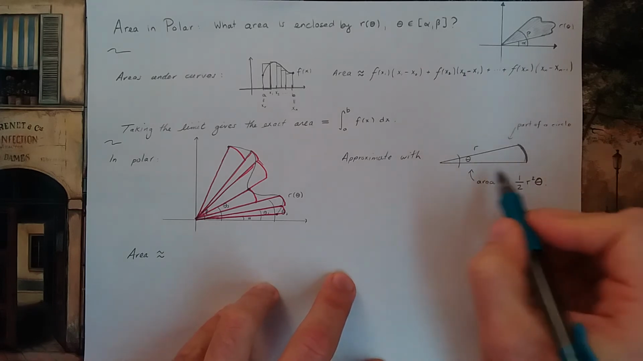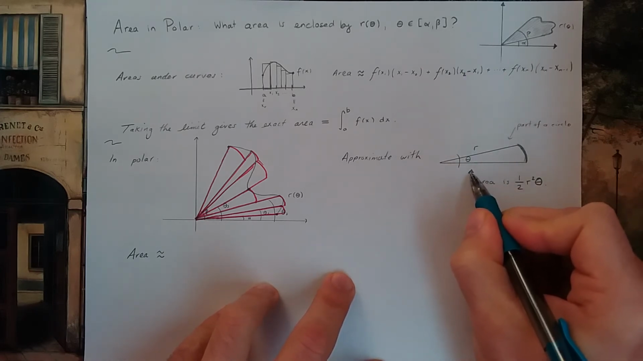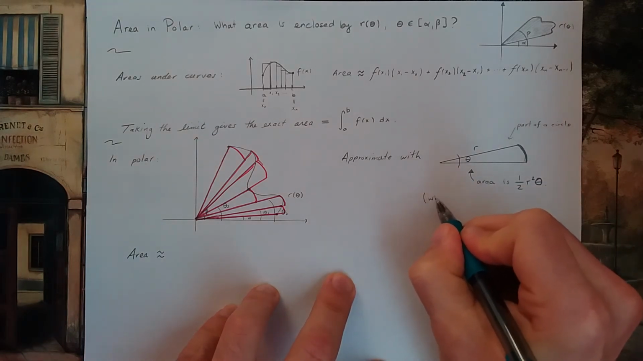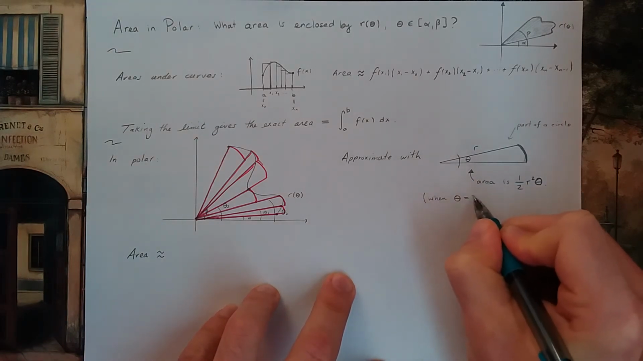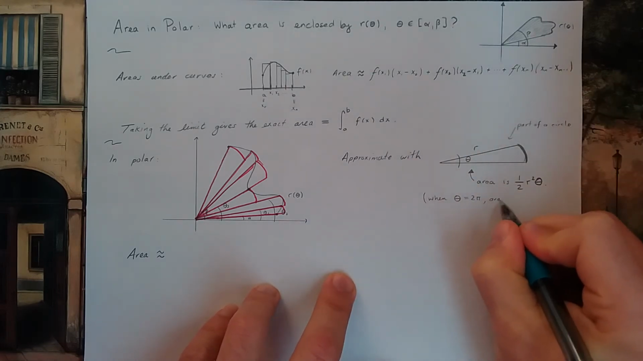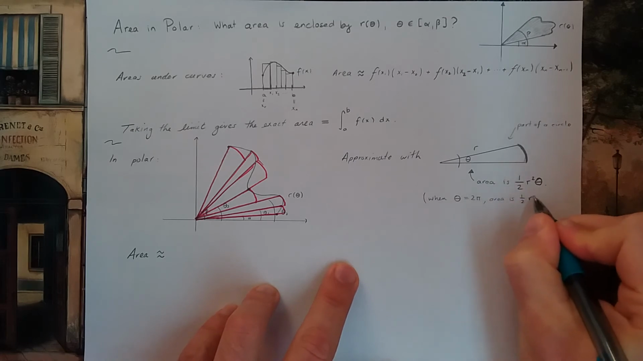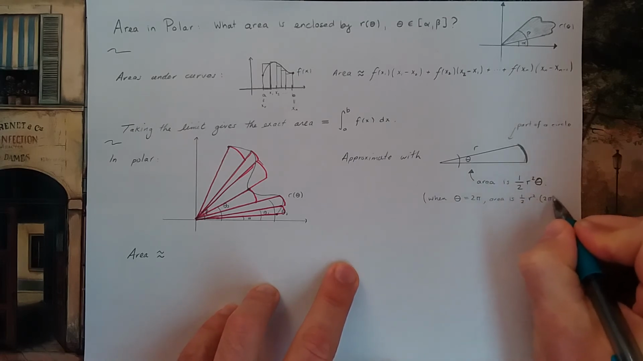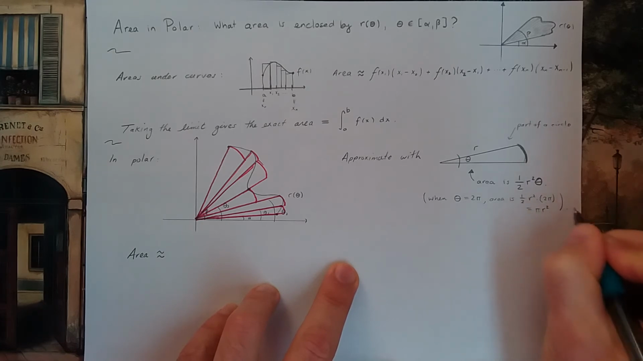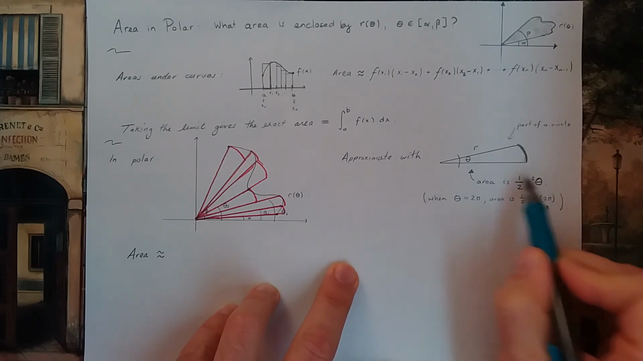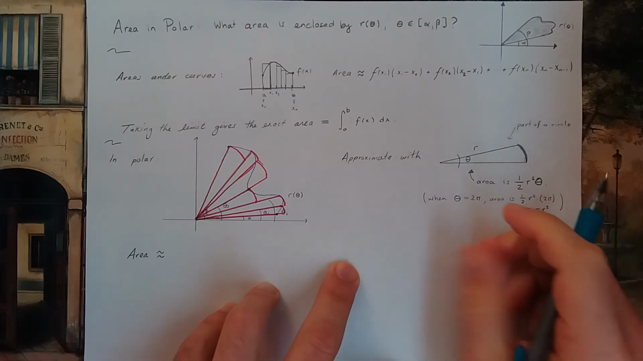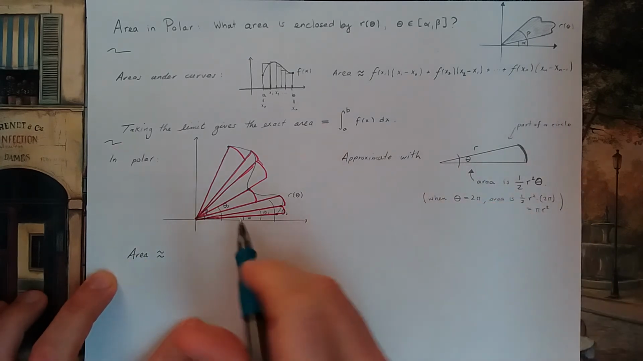Now, if you're not comfortable with areas of circles, you could double check that this is the correct formula, because notice when theta is 2 pi, I have an entire circle, and the area is 1/2 r squared times 2 pi, which is the well-known formula pi r squared. So you could at least verify, if you don't know this fact about circles, that it's true in the case when I have 2 pi. Okay, so back to this problem.